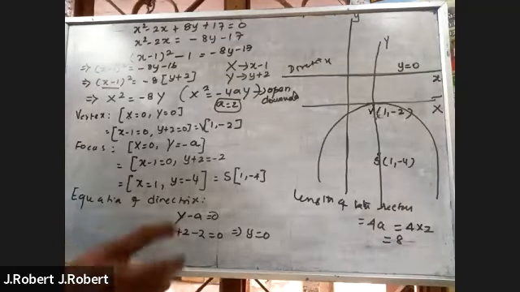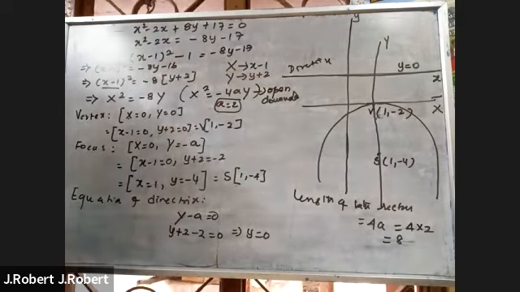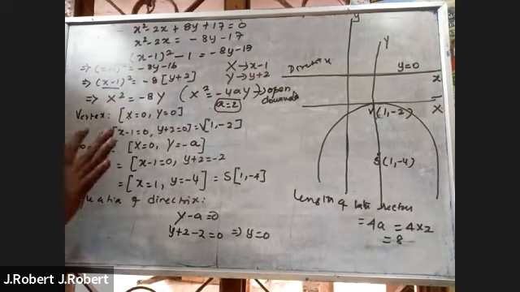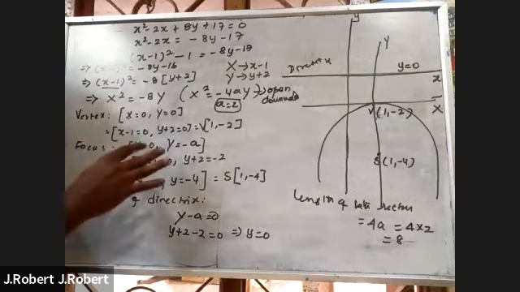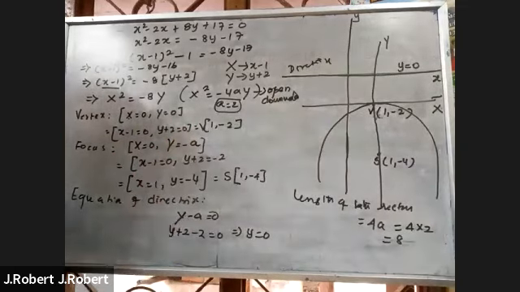Okay. Now we are putting all the formula properties according to the open downward. First one, vertex. Vertex, in the standard problem, is x equal to 0, y equal to 0. Then I am putting x minus 1 equals 0, y plus 2 equals 0. I am getting 1 comma minus 2. I just plot the diagram in the graph.